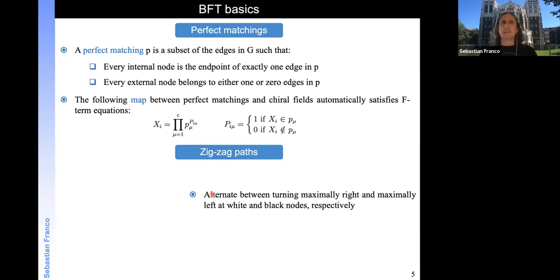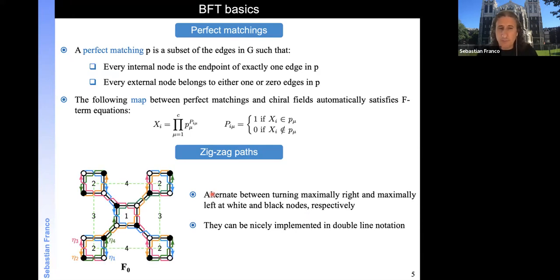Right. And the other set of paths is one that turns maximally right and maximally left, alternating at each vertex that they encounter. They can be nicely implemented in a double line notation. So here, let me tell you what you are seeing. Here the green lines indicate the unit cell. So this is a graph on a torus, in this case the usual brane tiling. It consists of 2 square faces and 2 octagonal faces. This is one of the toric phases of F0.